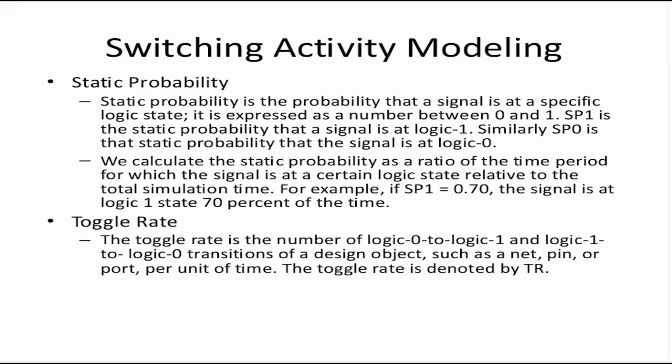Second important factor is known as toggle rate. Toggle rate is the number of toggles a signal makes, a net, pin or a port, from 0 to 1 and 1 to 0, right? Again, we do not need to know when it went to 1 or when it went to 0. We just need to know the number of times it transitions in a given time. That's the toggle rate. So toggle rate is usually on a per second basis, so toggle rate would be the toggle count divided by the total simulation time, right?